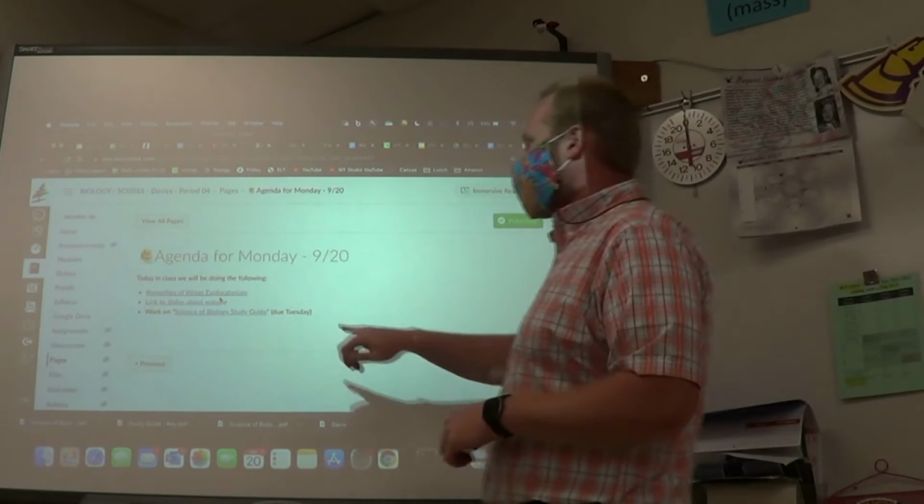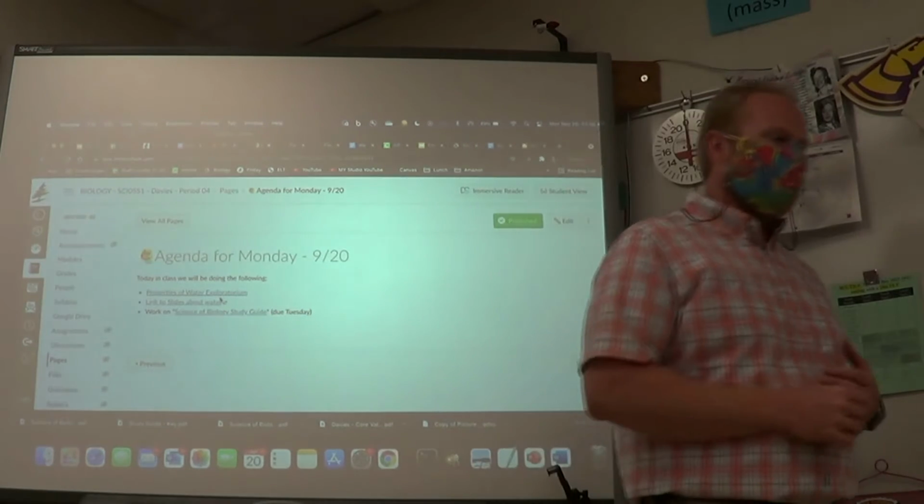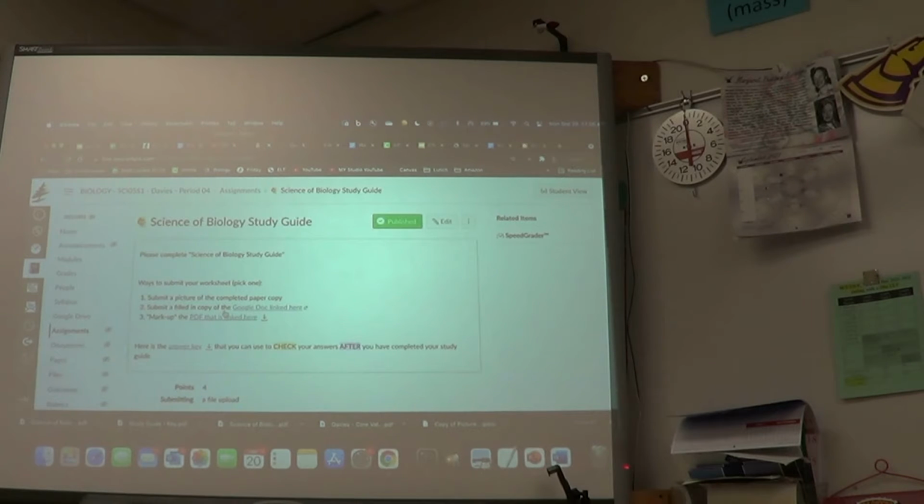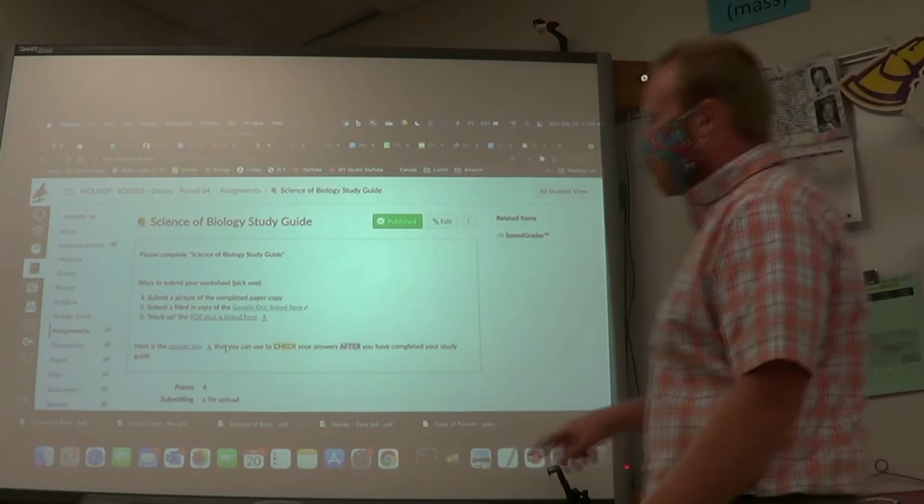One of the packets you picked up is a study guide. The study guide is an assignment that I'm going to have due for tomorrow. It's another emphasis on the content that you'll be evaluated on. There's a Google Doc version, there's a PDF version, there's a paper version that you have. I do want to show you that on the study guide right here is the answer key.